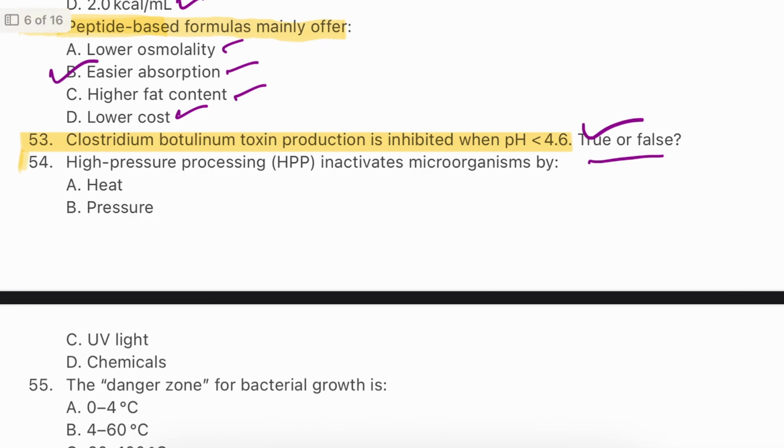Question number 54. High pressure processing, HPP, inactivates microorganisms by heat, pressure, UV light, chemicals. The answer is B. Pressure. HPP inactivates microbes via high pressure, not heat.